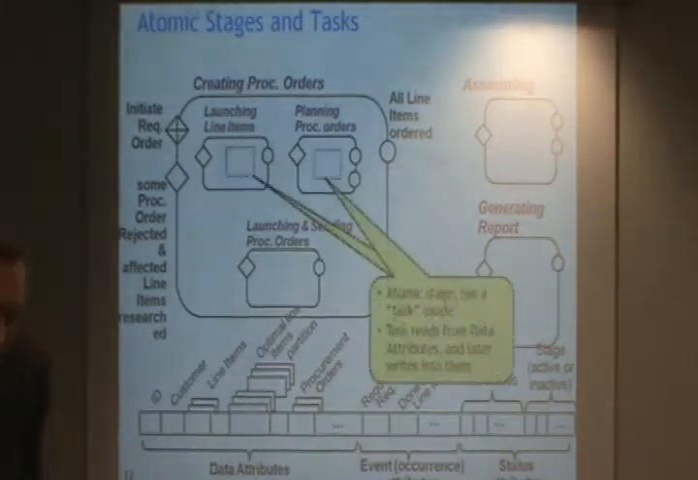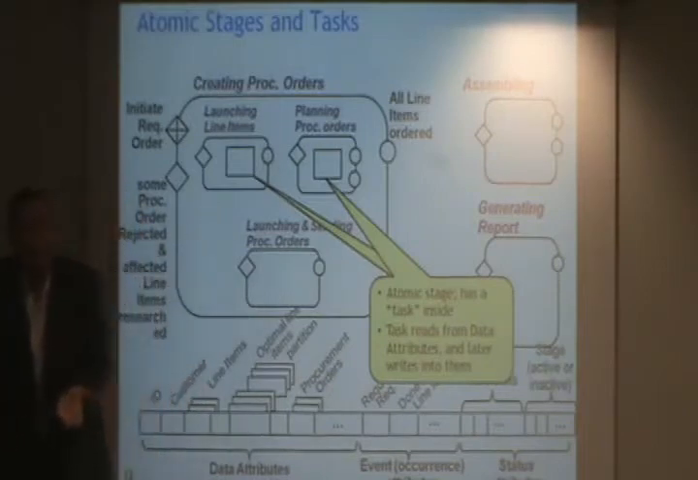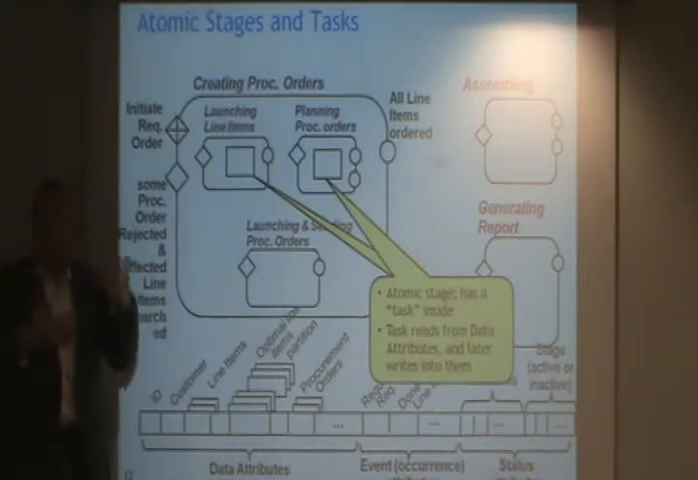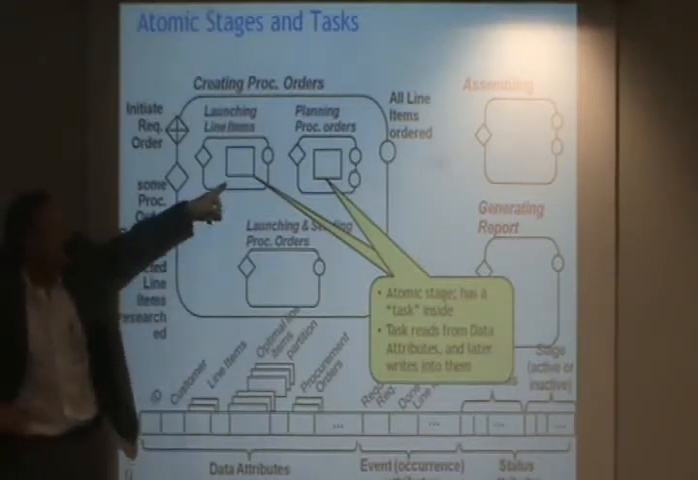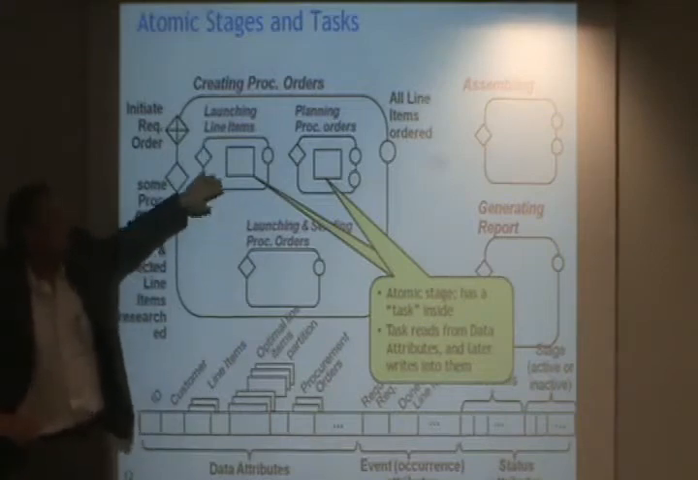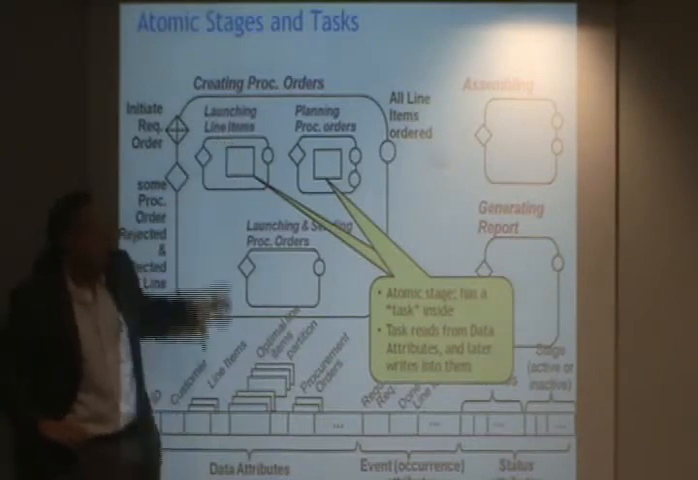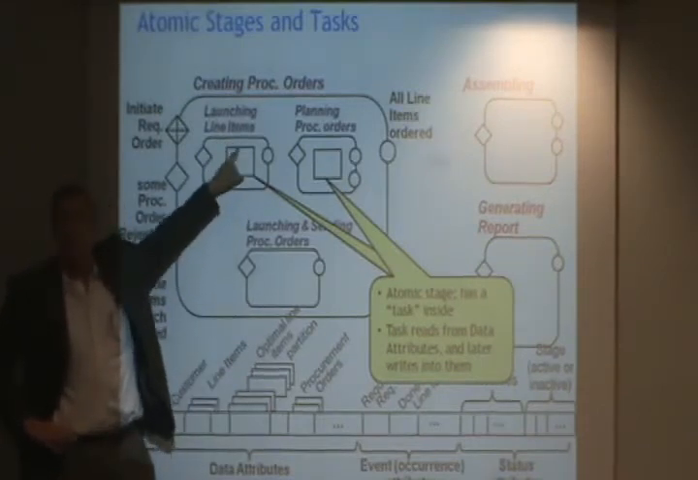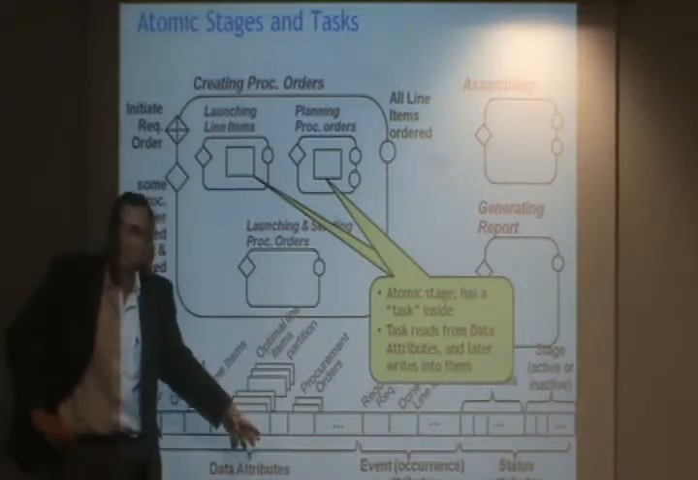Finally, let's talk about atomic stages. So, when do we actually do any work? This is all about organizing at a high level when things can open, when things can close, etc. When are we actually going to do work? We're going to do work in atomic stages. Atomic stages have a task inside. What does the task do? It's going to read data from the data attributes, and later, typically at human speed, it's going to write some attributes.